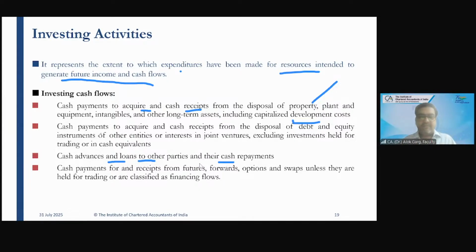Loan given is an investing activity. But loan taken is Finance. Loan taken is a financing activity. It's a borrowing, financing activity.